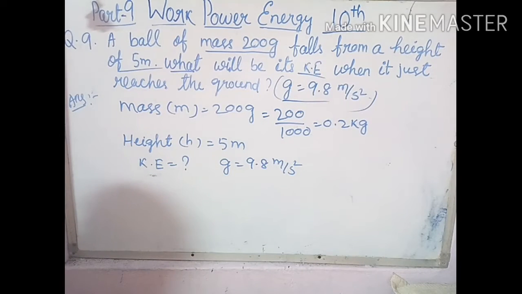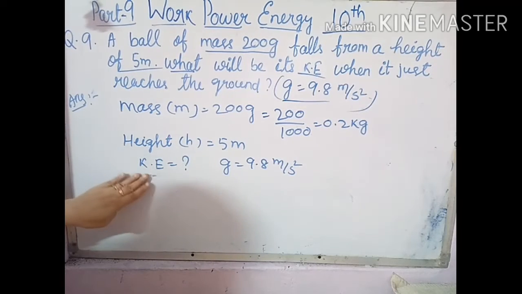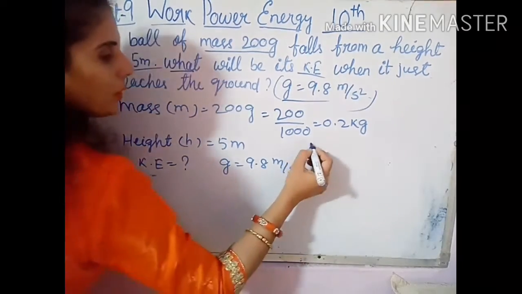So as you know, for this what you are asking? Kinetic energy, half mv square, it is needed. So v square we don't know. Again you have to find out v square from your third equation of motion. Now go to the third equation of motion again here.